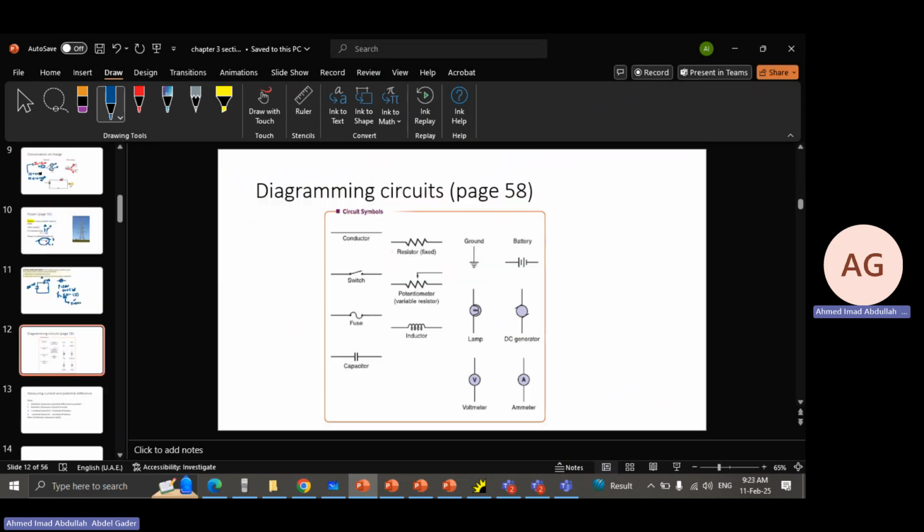Moving on. These are some of the symbols you might come across.